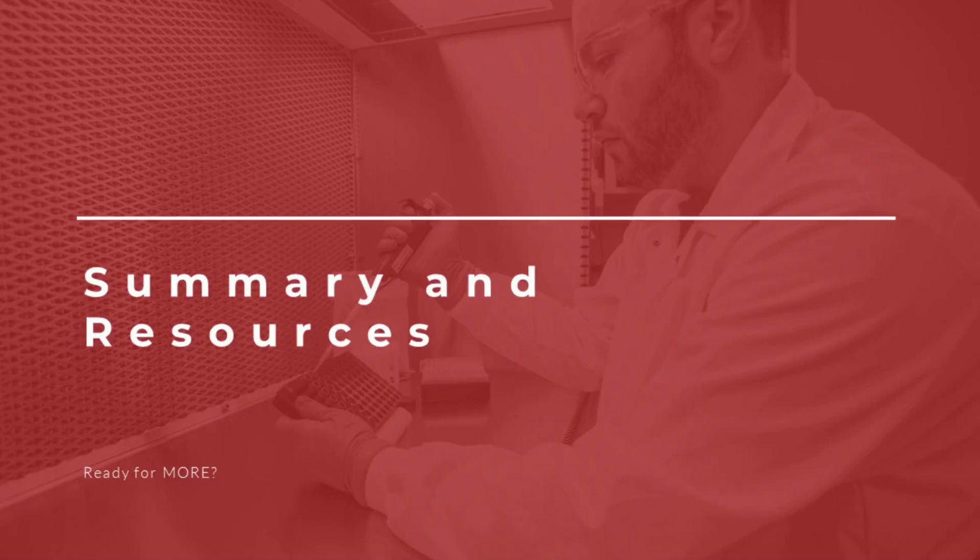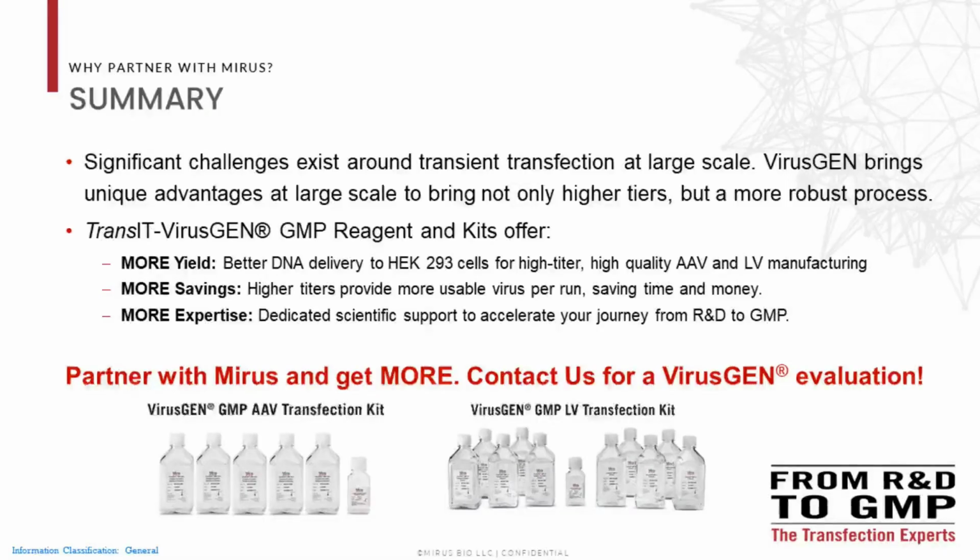So now let's summarize and go over some of the resources you have. When you get into transient transfection at large scale, there are significant challenges that come with the scale that are not just the standard challenges we see in a viral vector process. And VirusGen brings a lot of unique advantages at large scale that will not only bring you higher titers, but it's just a better process all around.